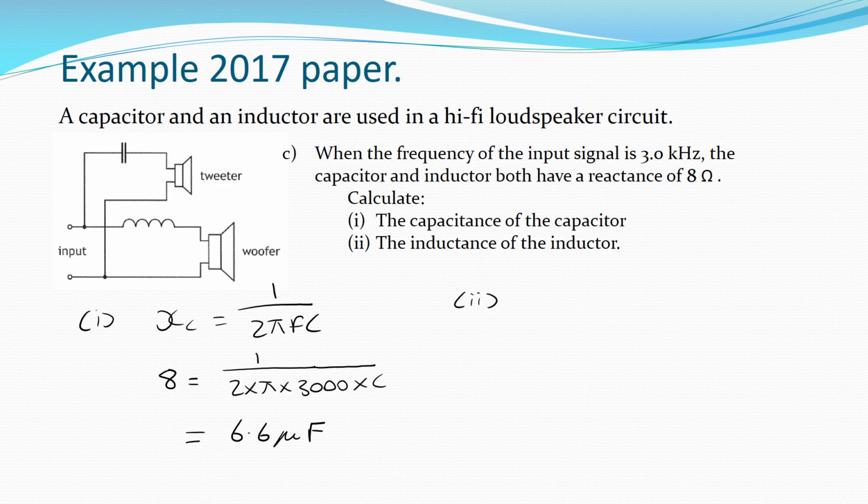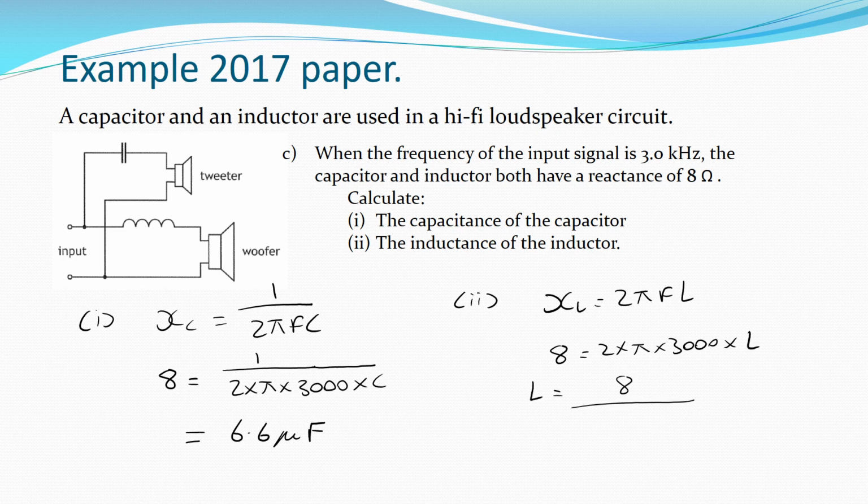Part 2, the reactance of an inductor, XL, is equal to 2 pi fL. 8 is equal to 2 times pi times 3000 times L. So L is going to be 8 over 2 times pi times 3000, which gives us a value of 424 microhenries, or 0.4 millihenries.